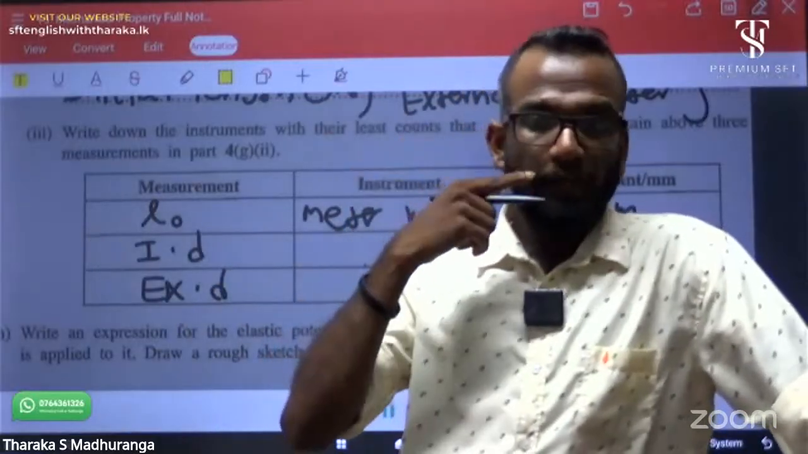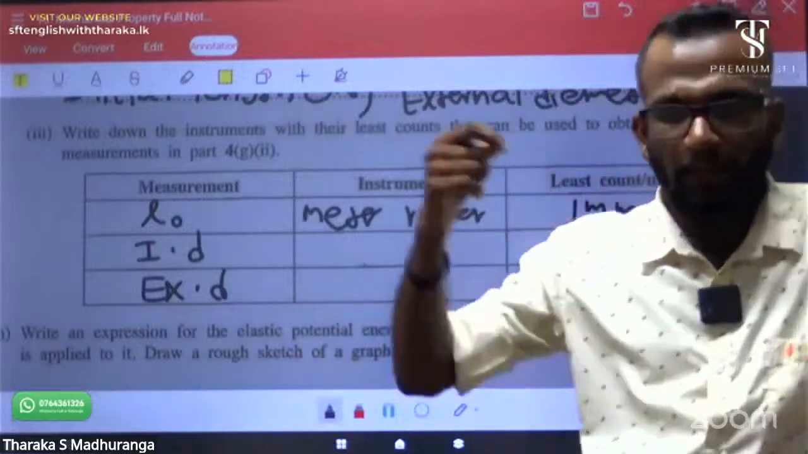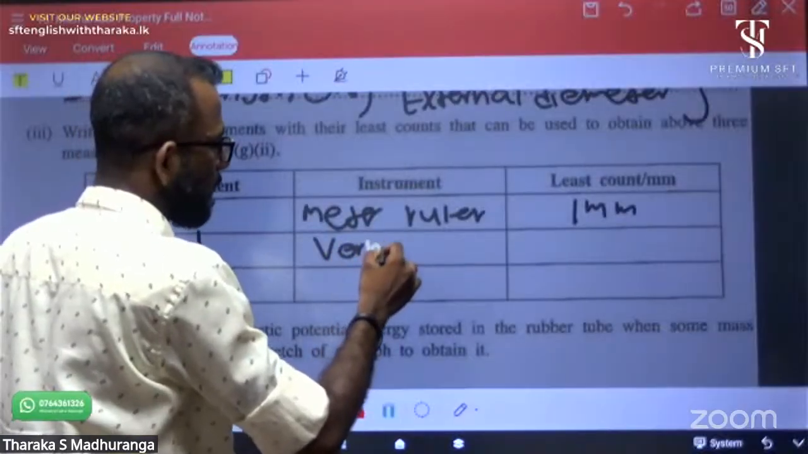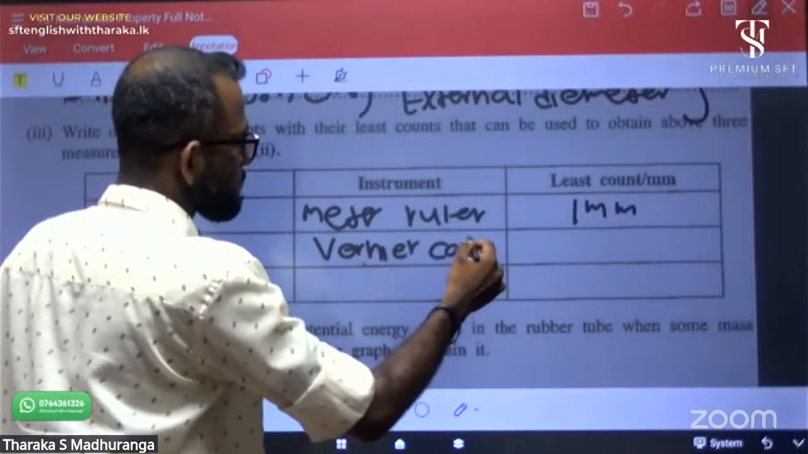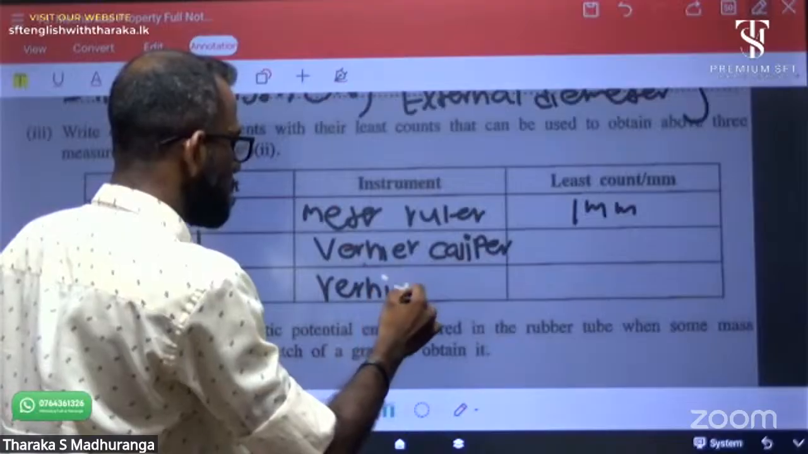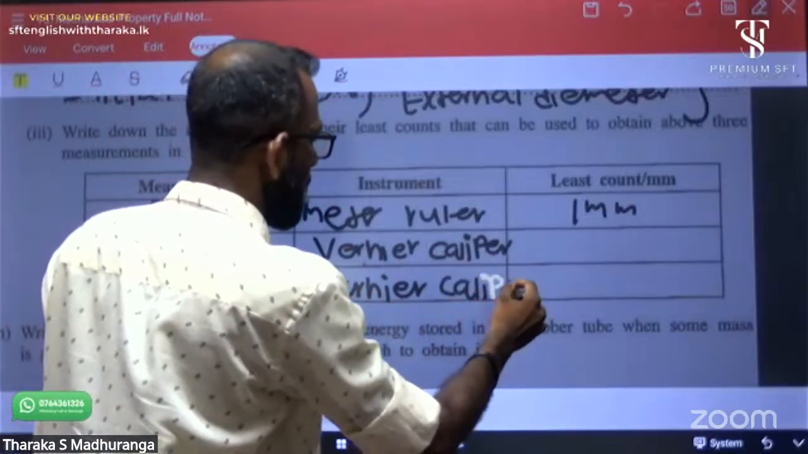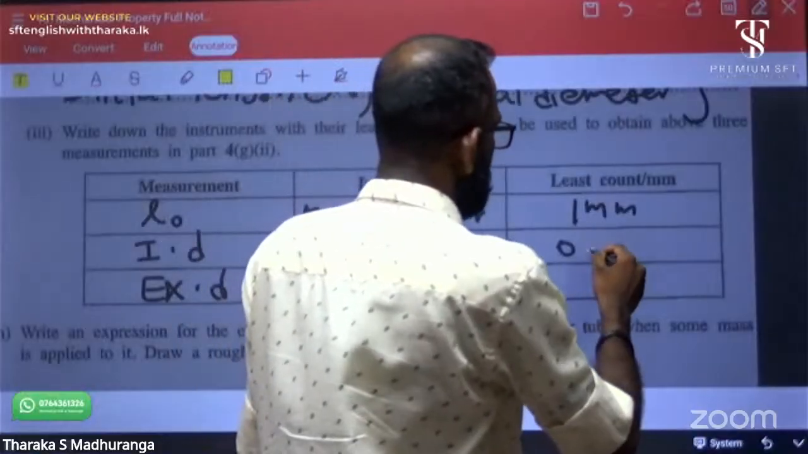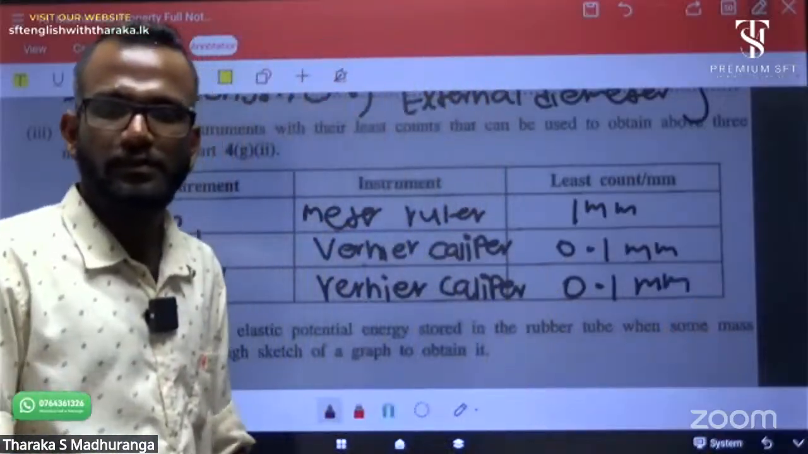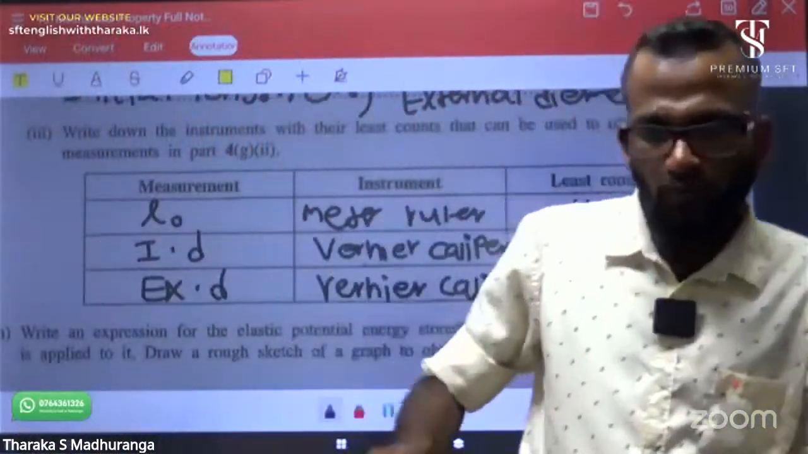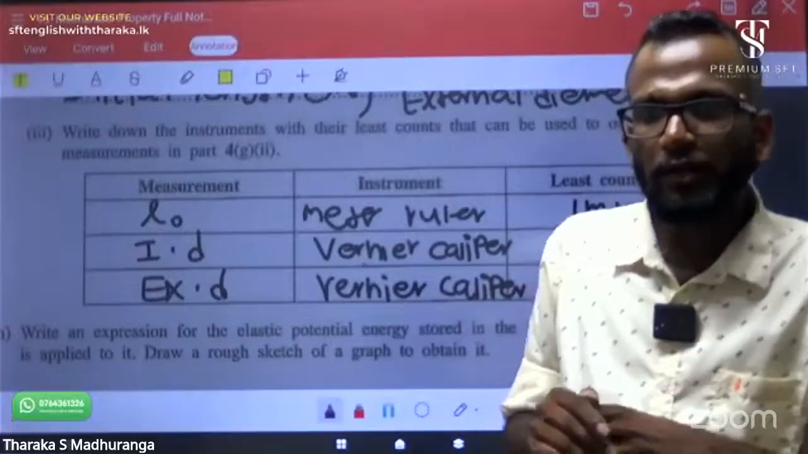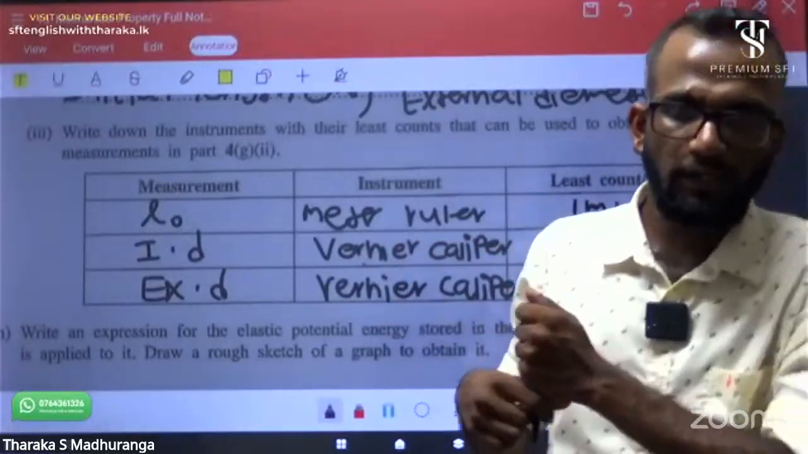Additionally, we can use a traveling microscope. In our syllabus it is not discussed much. Vernier caliper okay. External diameter, vernier caliper, no problem, 0.1 millimeter. If you want for external diameter, you can say micrometer screw gauge, no issue. Micrometer screw gauge, 0.01 millimeter.